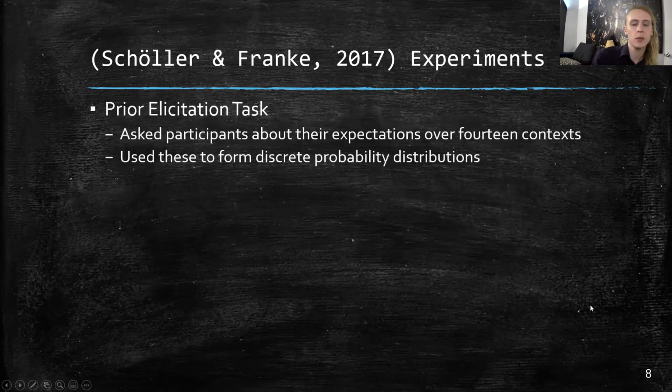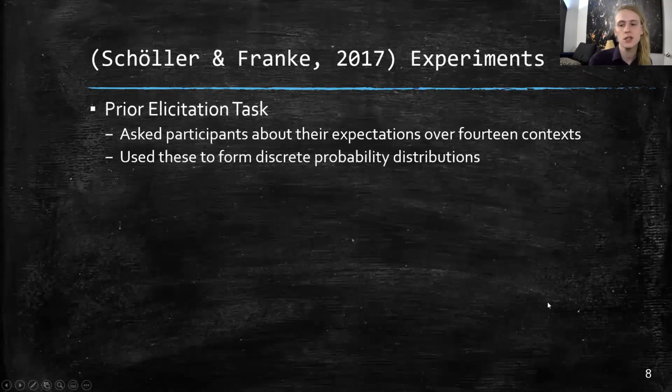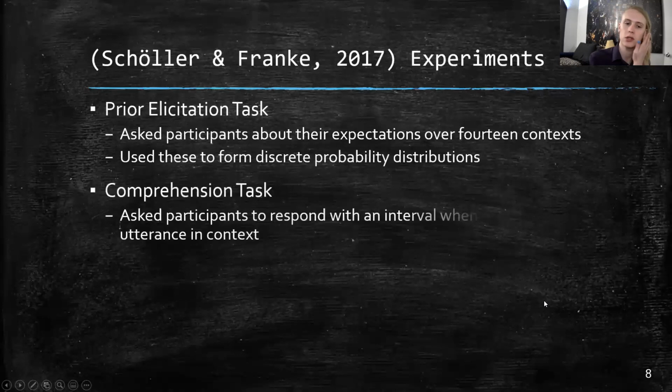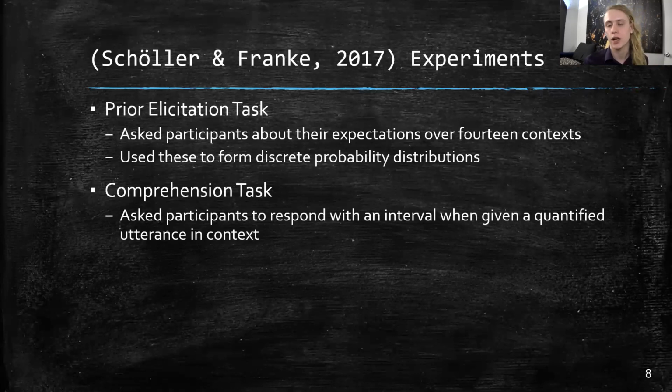All right, so they perform a couple of experiments. The first experiment just asks participants about their expectations for different contexts, 14 different contexts. And they use these to form these expected value distributions. For the comprehension task, they then ask participants to respond with an interval when given a quantified utterance in context.